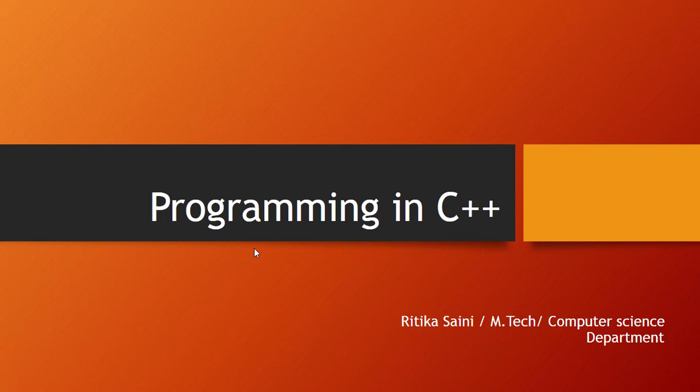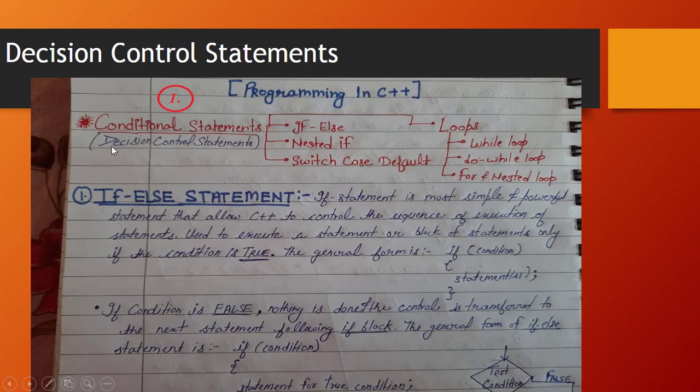This is Unit 4, and in this video we will discuss programming in C++. We will discuss different conditional statements, also known as decision control statements, that are the if statement, nested if statement, switch case, and the loops. We have the while loop, do while loop, and the for loop. In this video we will discuss just the if statement, the if else statement, and the nested if statement.